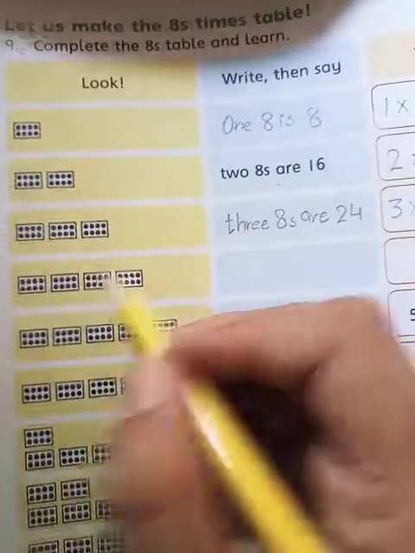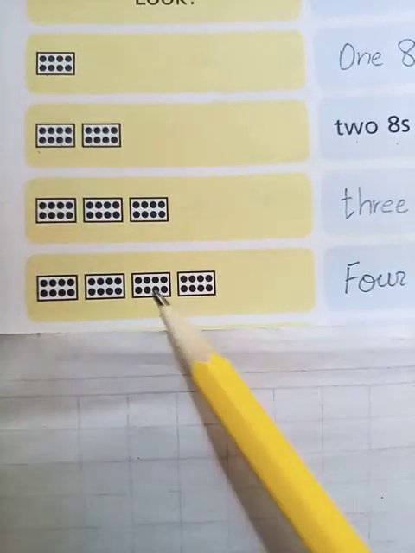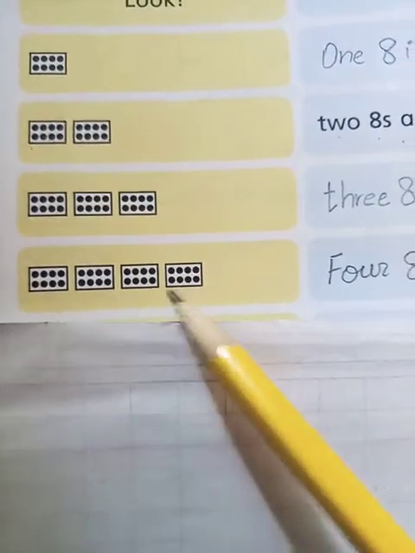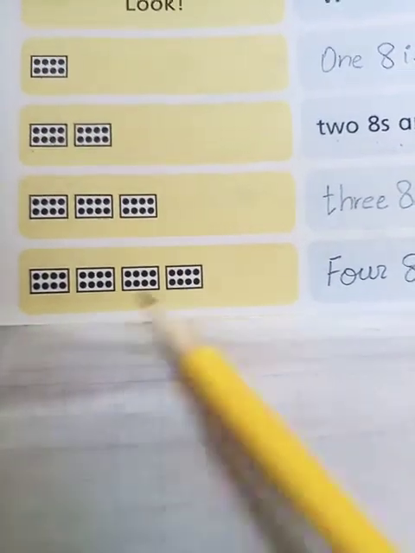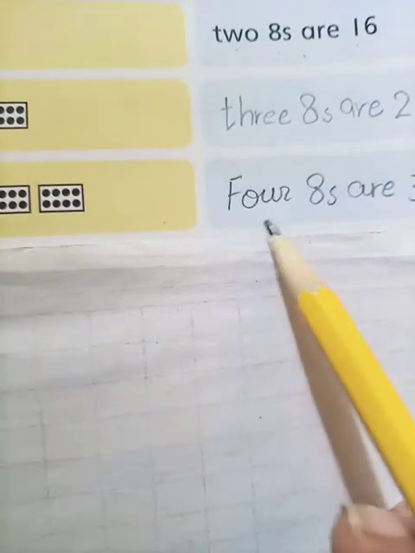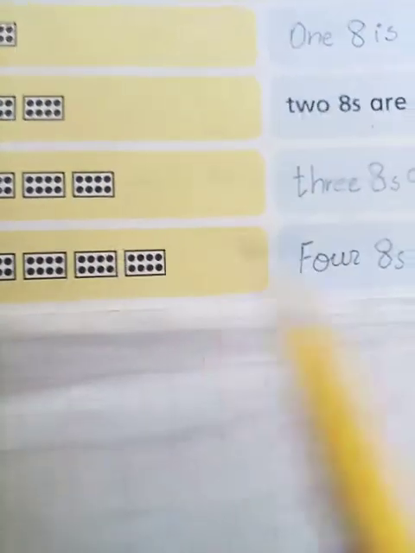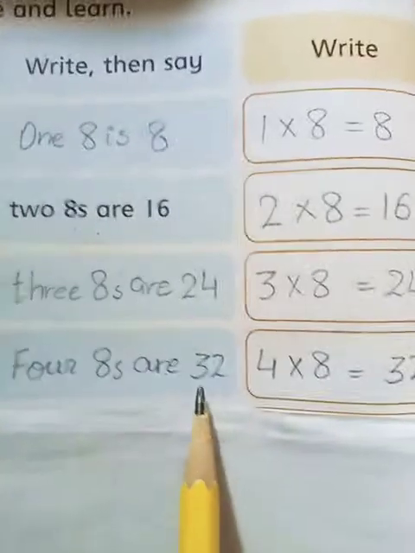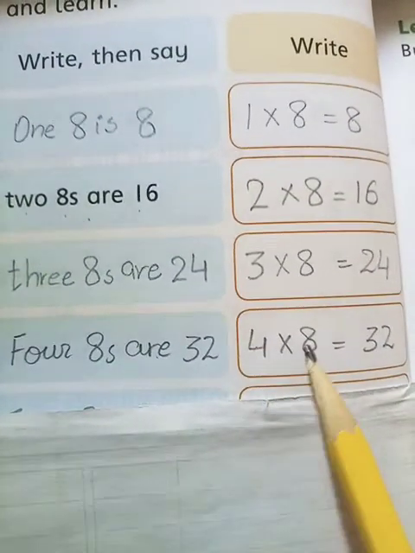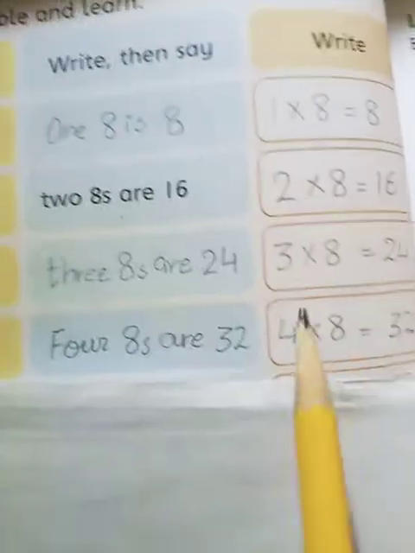Okay students, look at this. Next are the four sets of 8 and each one is having 8 dots. So 4 8s are, how many dots altogether? 4 8s are 32, and you can also write it as 4 multiplied by 8 and answer is 32.